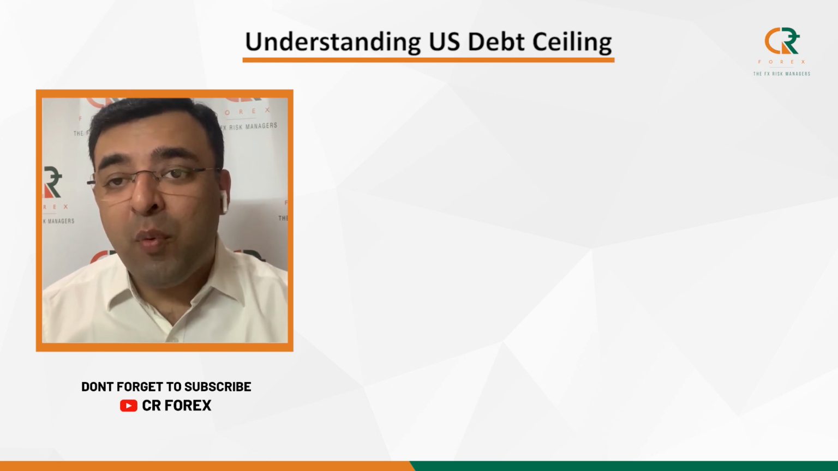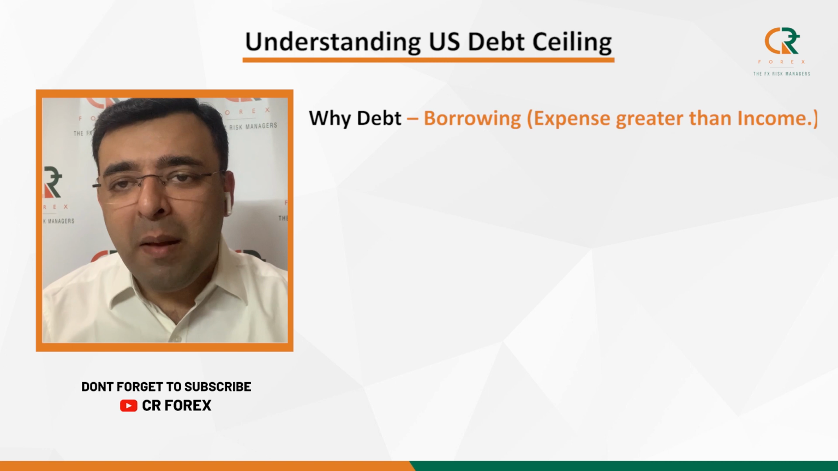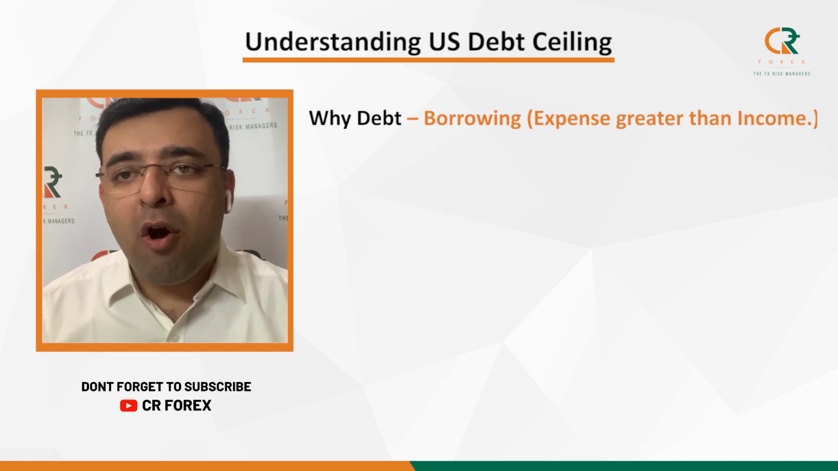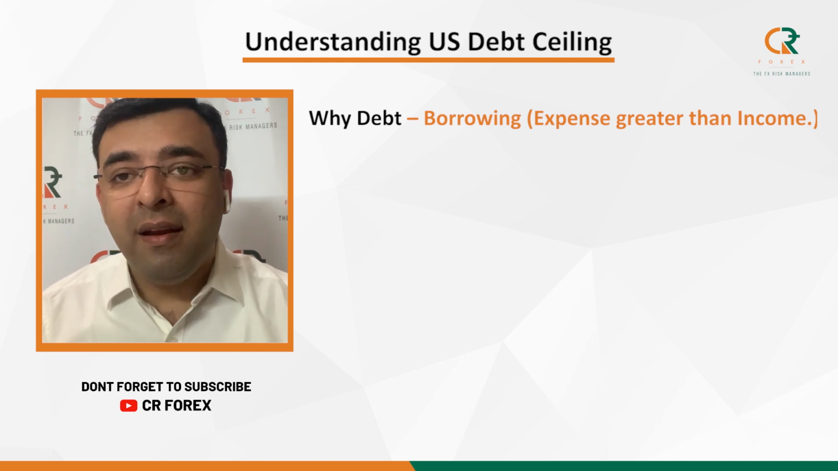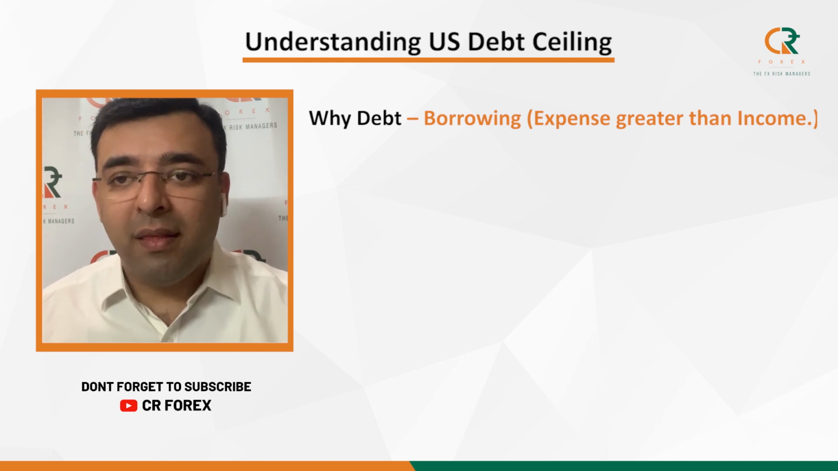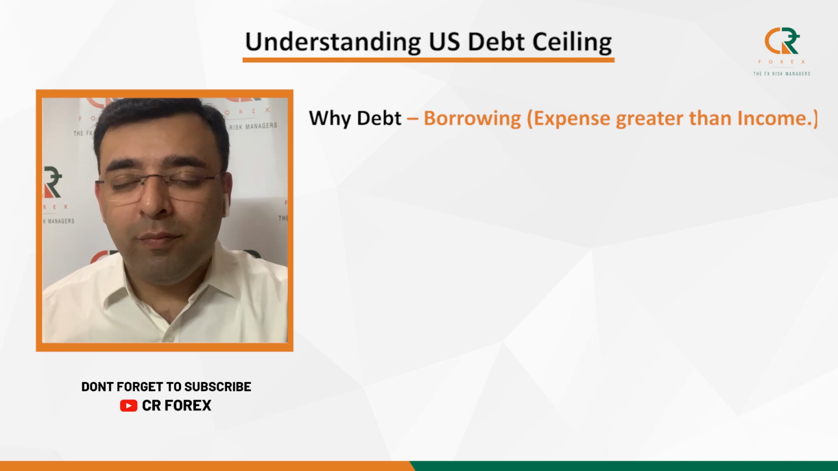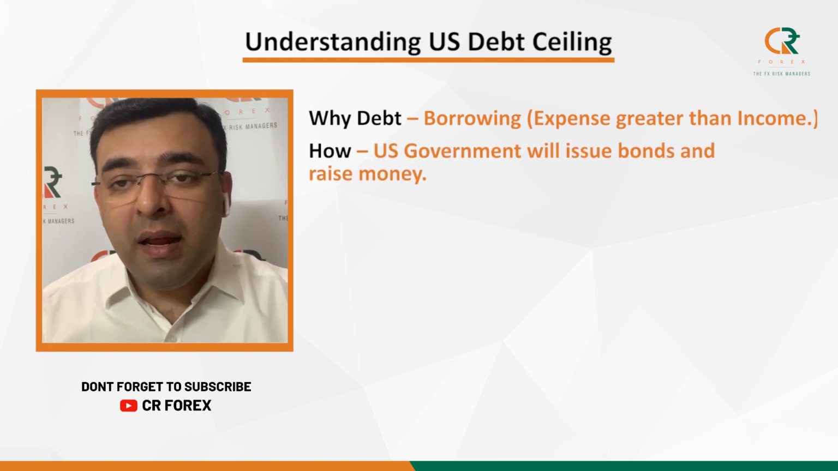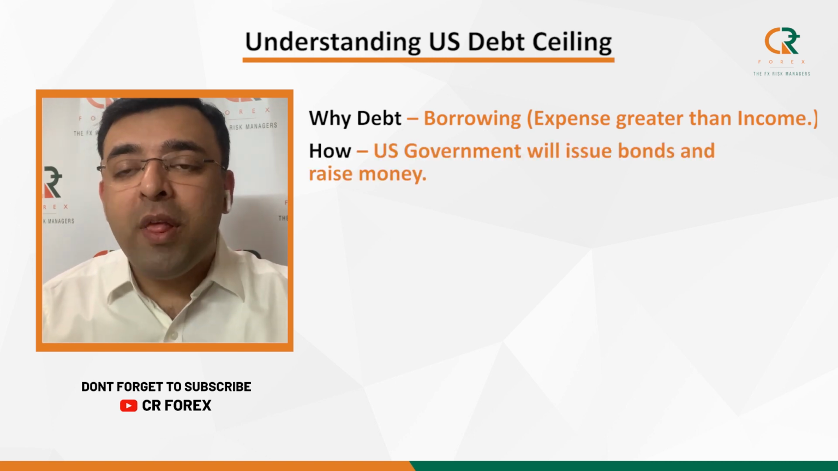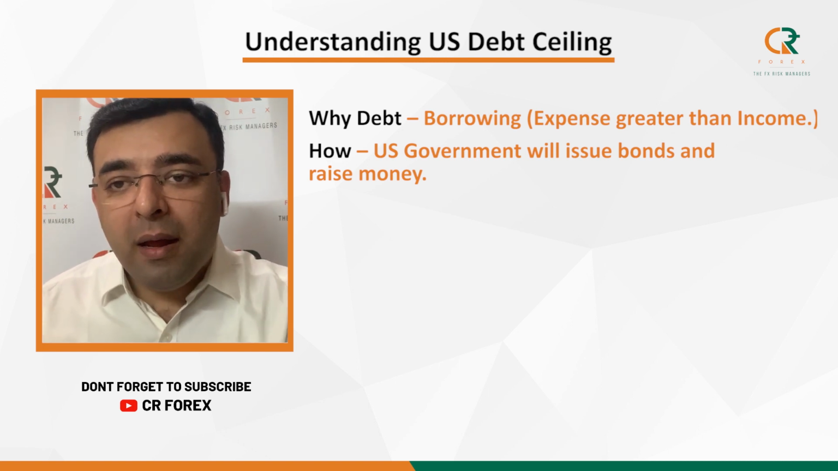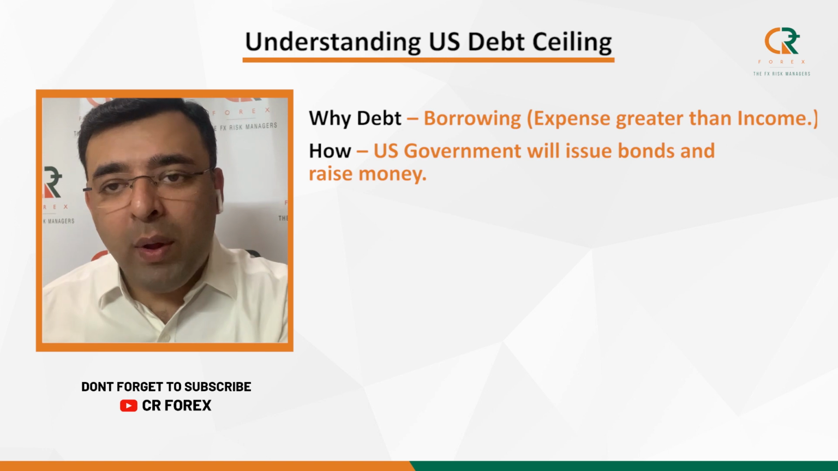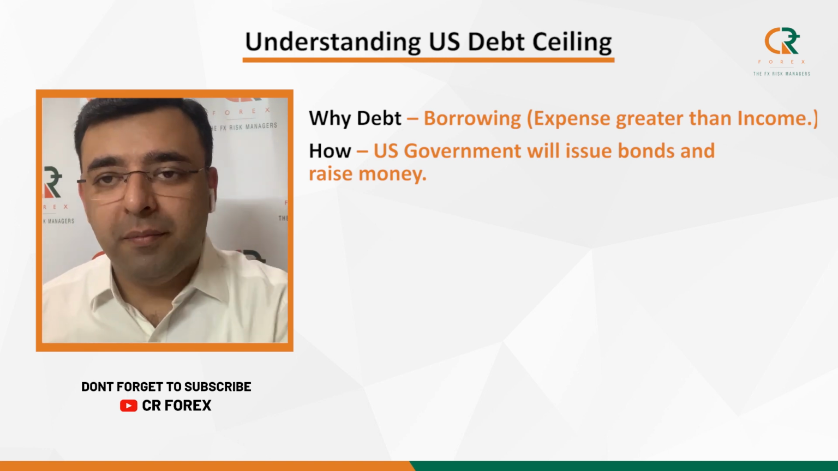So first let us start with debt. What is debt? Debt means borrowing. When the government will borrow, when their income is lesser than their expense, so they have to borrow. Then the second question is raised, how the US government will borrow. They will borrow via issuing a bond. When they issue a bond, they have to pay interest on the debt.